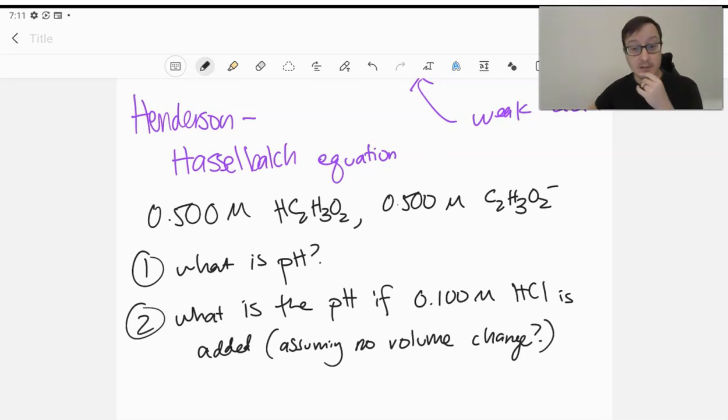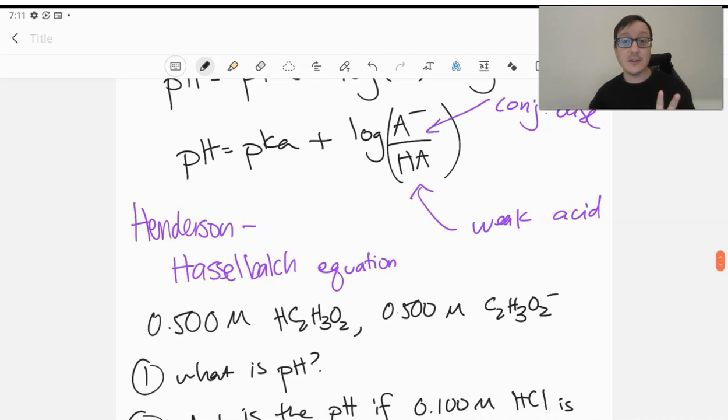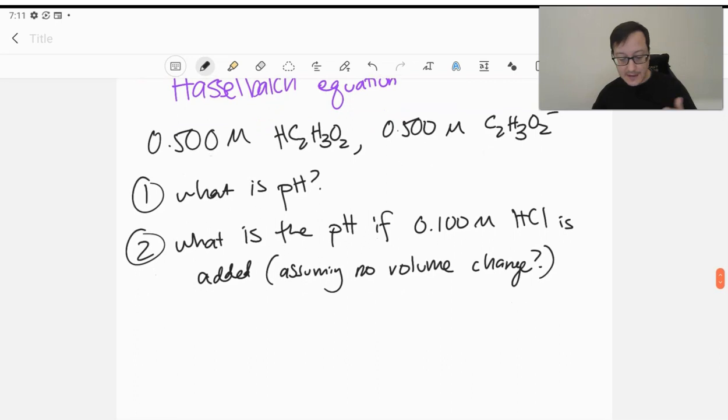All right, let's use this equation, the Henderson-Hasselbalch equation. Let's see how we can use it in the context of buffer solutions. So let's say I have a buffer solution that is 0.5 molar acetic acid and 0.5 molar acetate. The first question we want to answer is, what's the pH of this buffer as is?